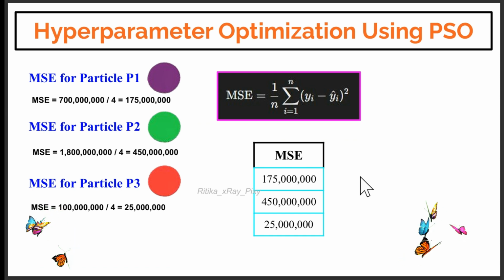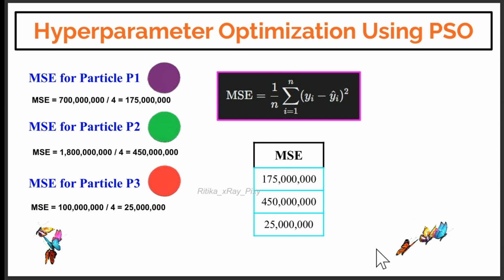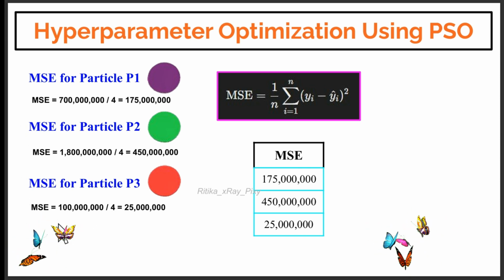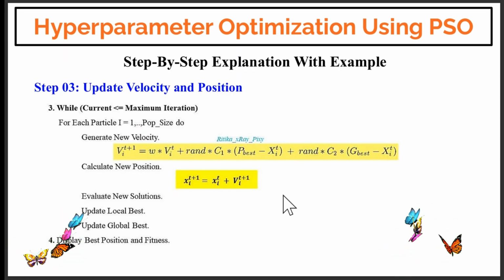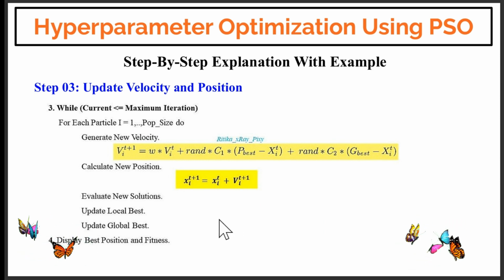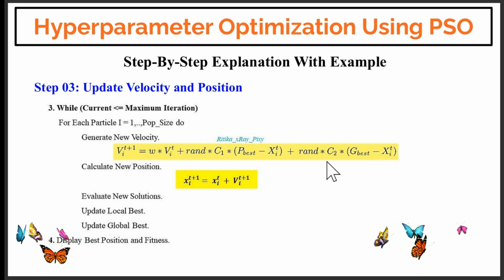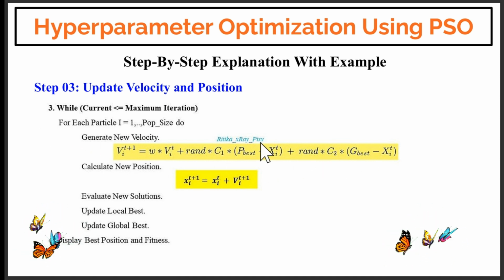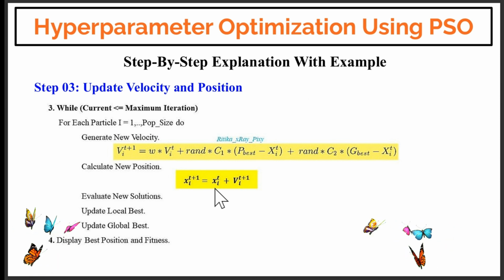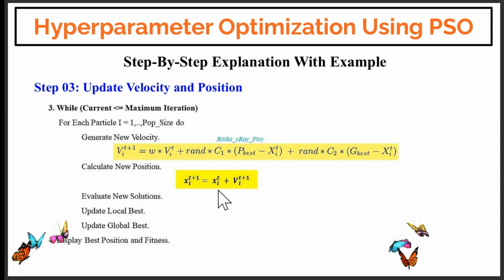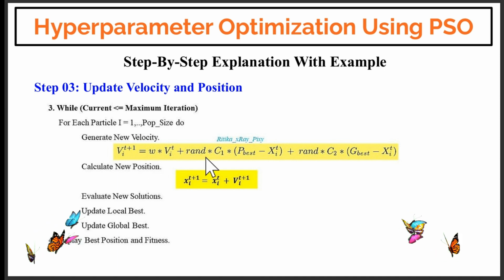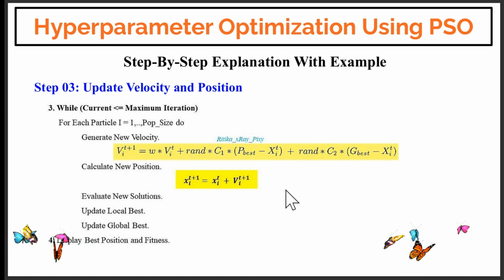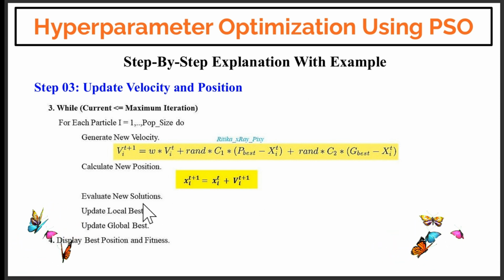Like that, we will calculate the mean squared error for particle 2 and particle 3. So here we computed. After that, we will update the velocity and the position for each particle. You can see that according to PSO, we have certain steps to follow. That is the main loop started here. For each particle, we will generate a new velocity. After that, using this formula, we will calculate the new velocity for each particle. Then we will calculate the new position: to the previous position, we will add the newly calculated velocity and then update its position.